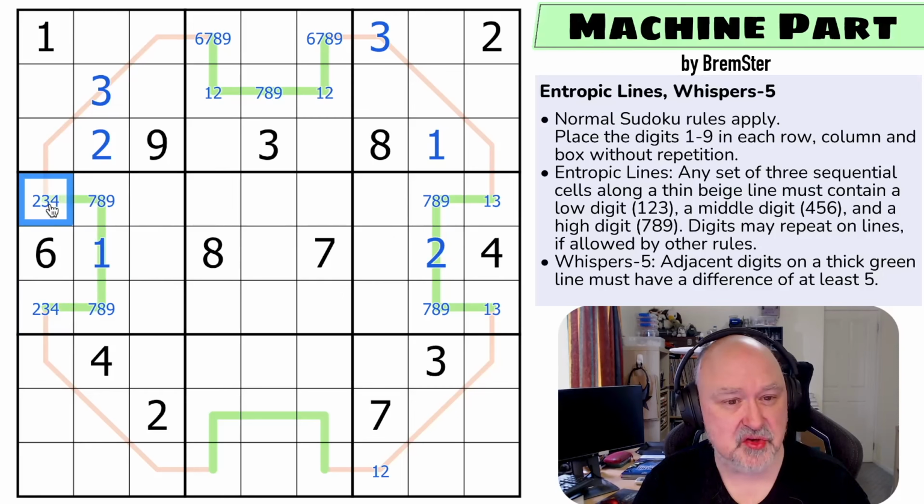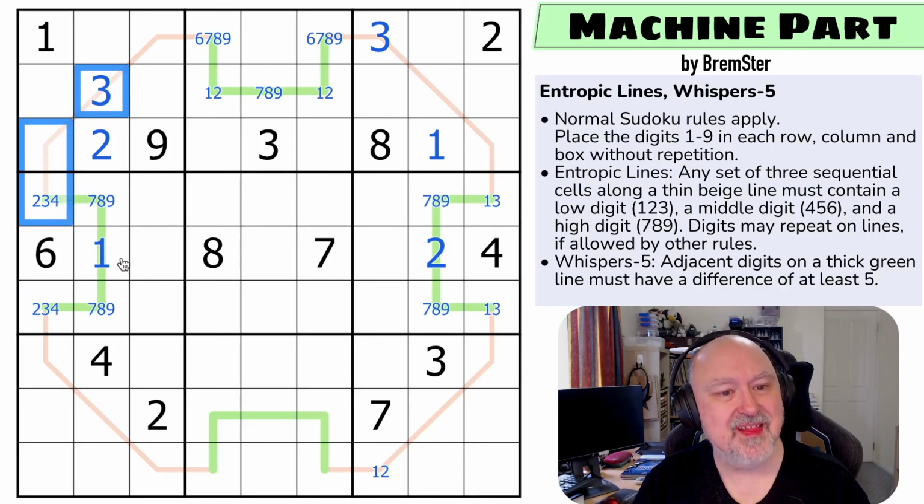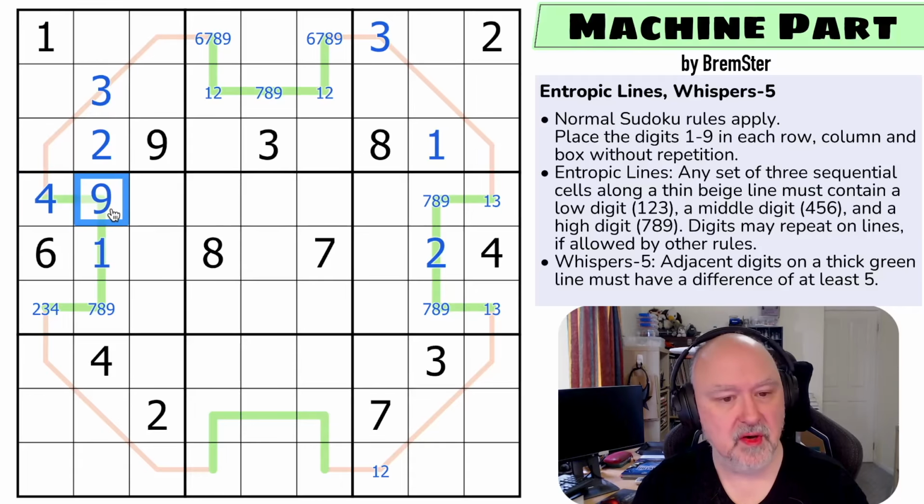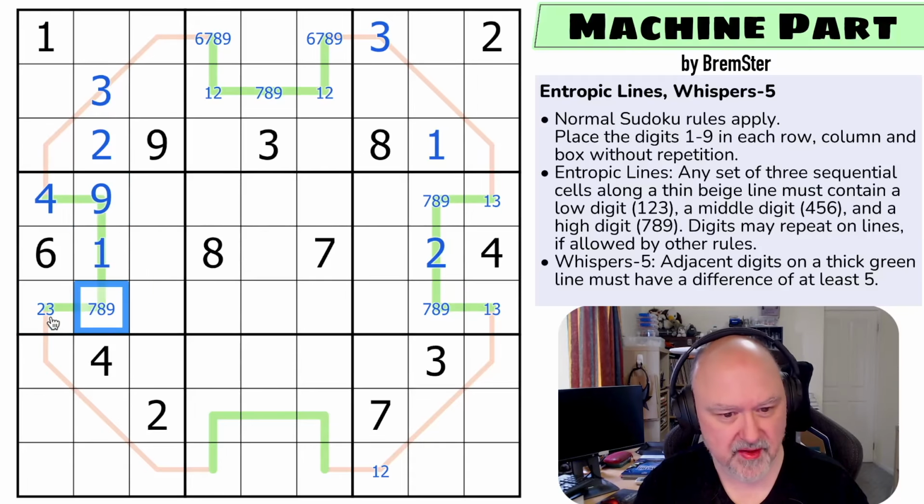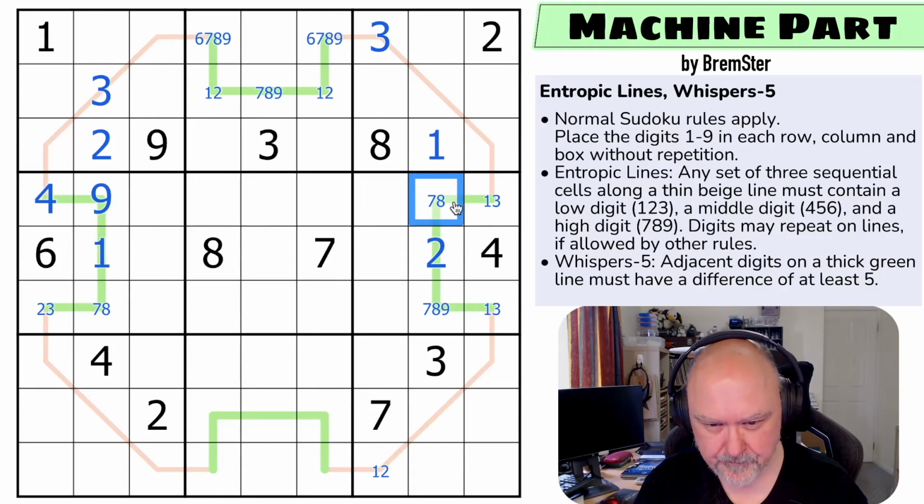This can't be a 2 or a 3, because then there would be 2 low digits in this run of 3 digits on the entropic line. So that's the 4, and the only thing 5 different from 4 is 9. So that means there's no 4 there or 9 there. That 9 takes 9 out of there. Okay. This is a low digit now. It's from 1, 2, or 3.